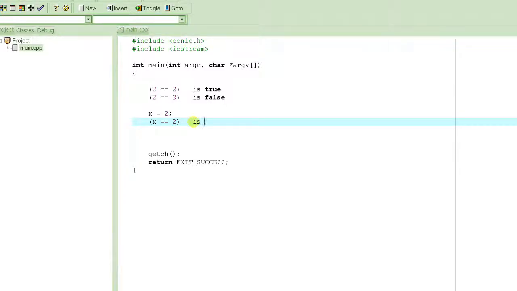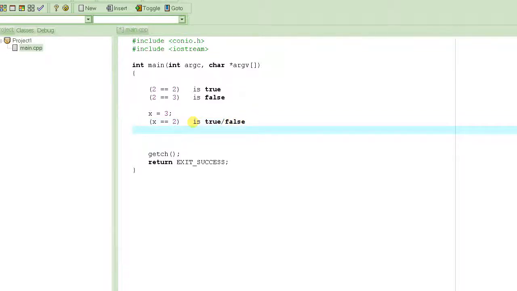Well, it depends. If the value of x is 2, then it will be true. If the value of x is not 2, then it's going to be false. Now, if this was a statement just before this condition, where the value of x is equal to 2, then x equal to 2 should evaluate to be true. If I change it to 3, it should evaluate to be false.